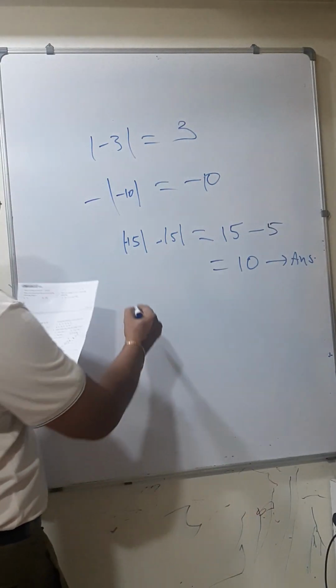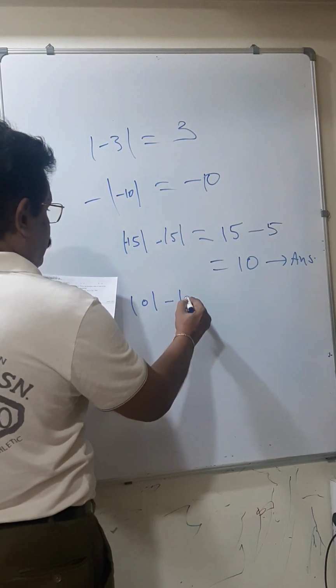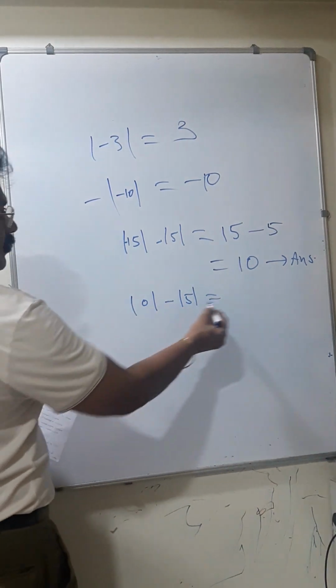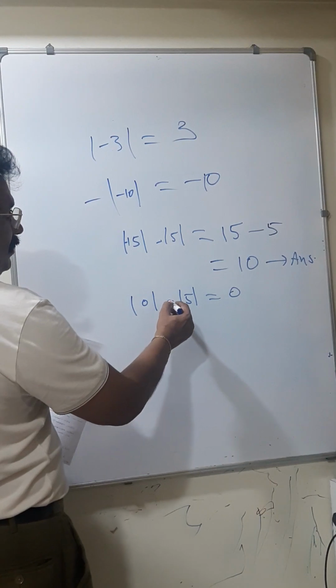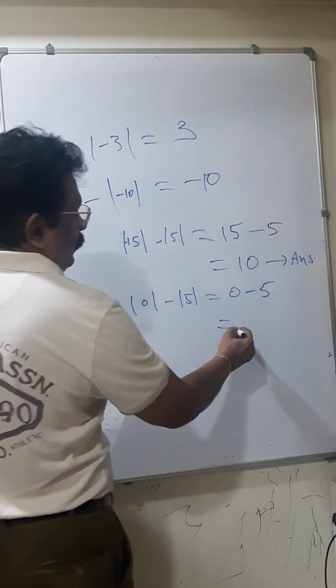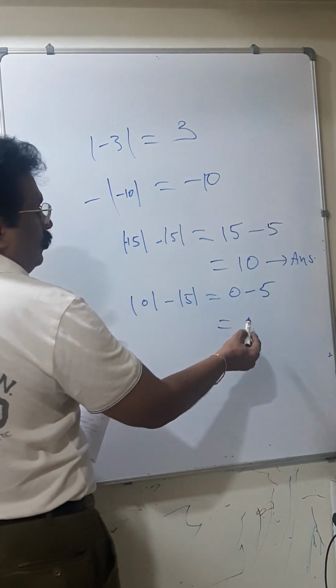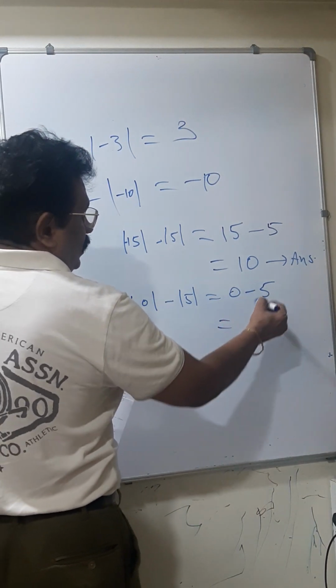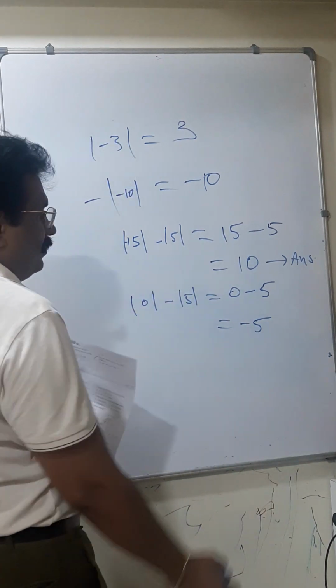Now D. 0 minus 5. 0 का absolute value is 0. ये minus is outside absolute. Put the minus. 5 का 5 है. अभी दो नंबर है. बड़ा नंबर different sign है. So 0 minus 5 is minus 5. This is the answer.